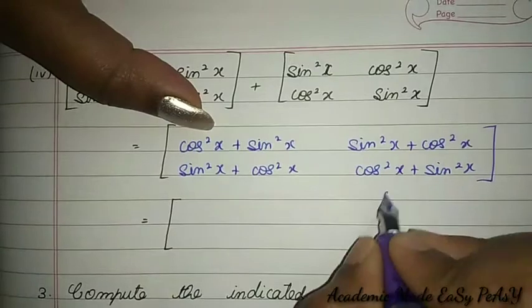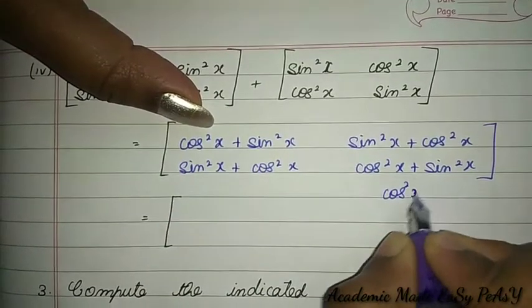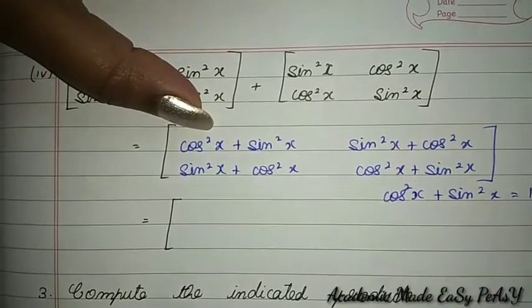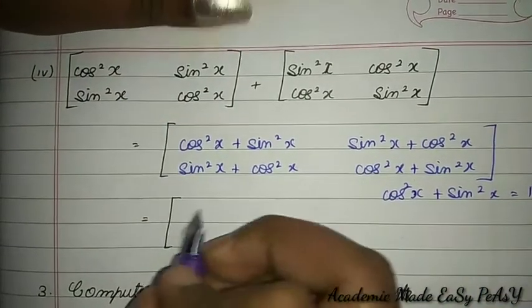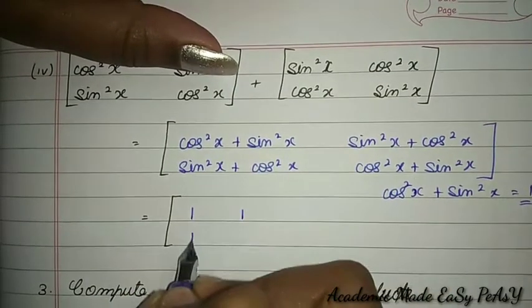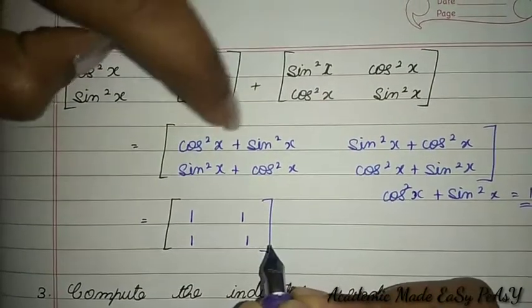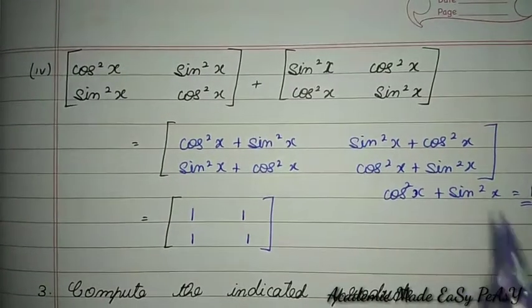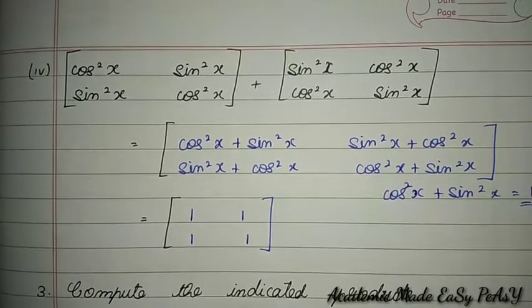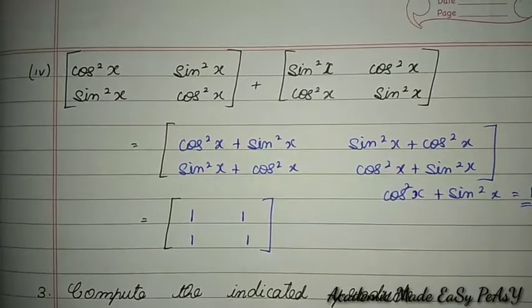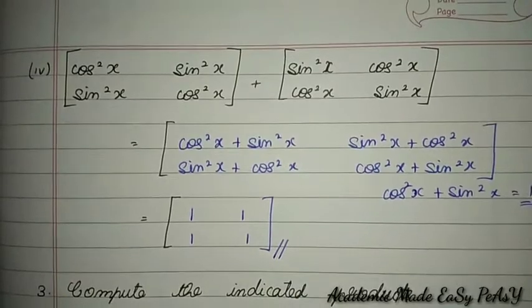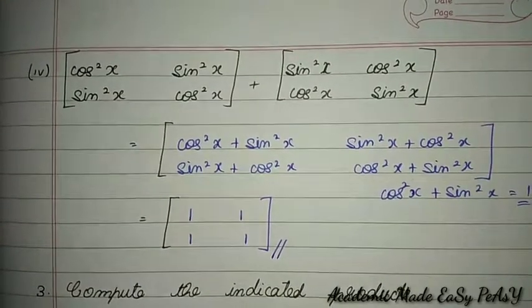So now we know that cos square x plus sin square x is equal to 1. So therefore I will substitute this value over here. So 1, 1, 1, 1. Because everything is cos square x plus sin square x now. So only it is 1, 1, 1, 1. So what type of matrix it is? Unit matrix. So you have to be very, very thorough with all the types of matrices.